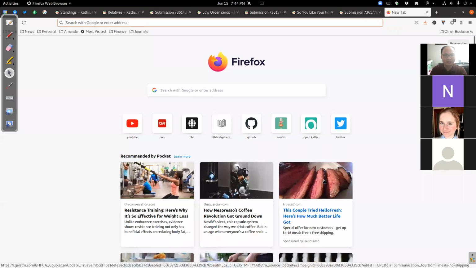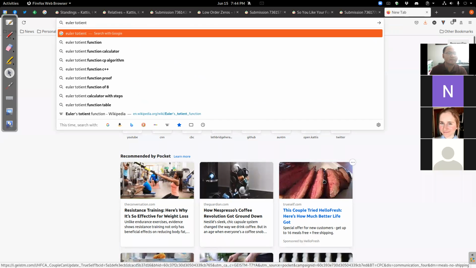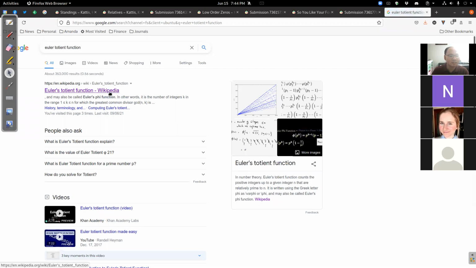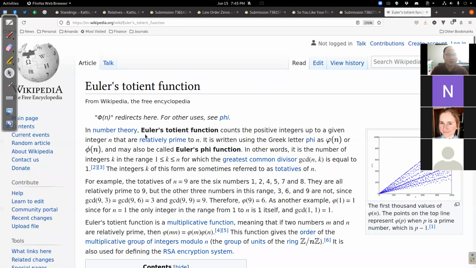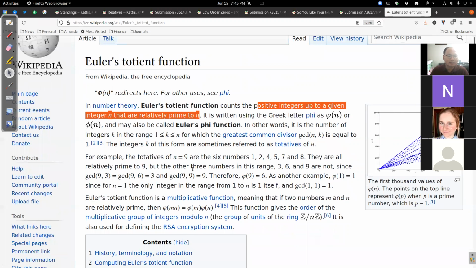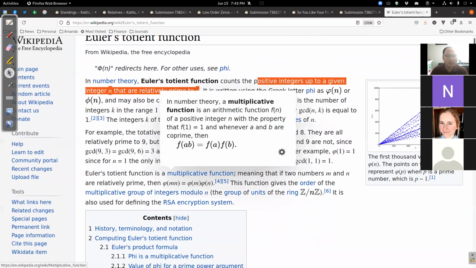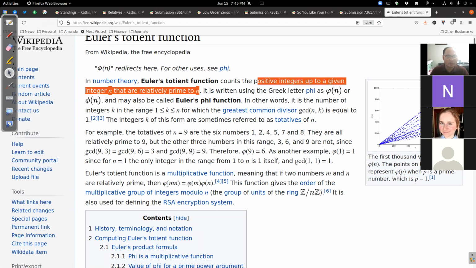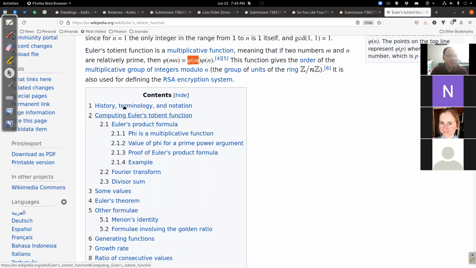So here, I guess it's a little bit more than just, can you do this? Can you figure this out by yourself? But also it would help if you have some knowledge of what's going on. So in number theory, the Euler totient function counts the positive integers up to a given integer n that are relatively prime to n. So this is basically exactly what you're asked to do. It says the Euler totient function is a multiplicative function, meaning that if 2 numbers m and n are relatively prime, then computing phi of m times n is exactly the same as phi of m times phi of n, and so on.